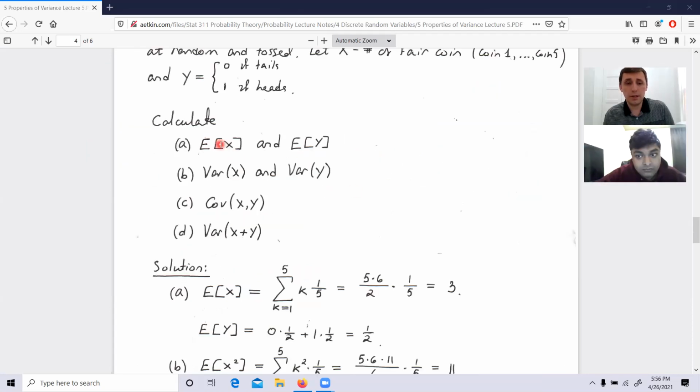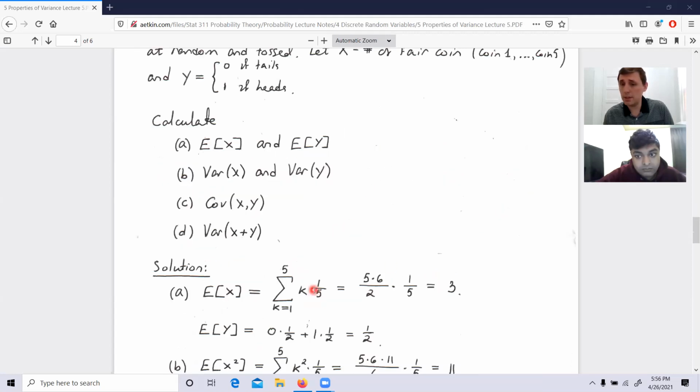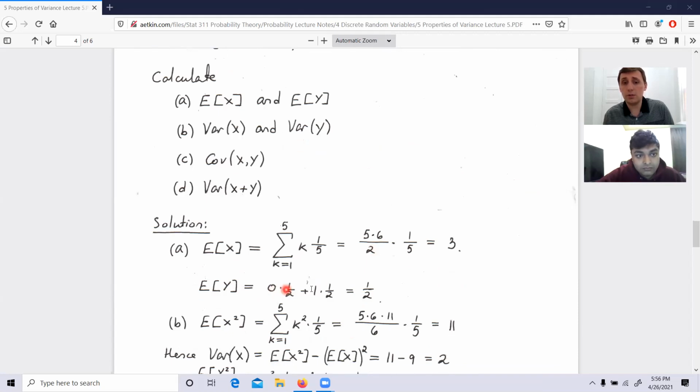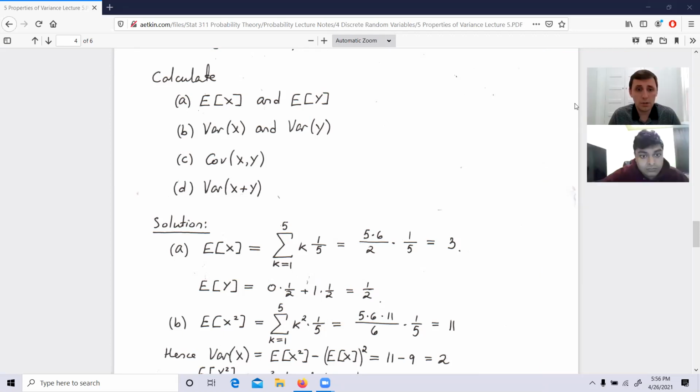So expected value of x we verified to be 3. Remember? We just take the coin number that is picked multiplied by the probability, and that just happens to be 3. Expected value of y, notice in this calculation, I already assumed that I don't need to care about which coin I picked, but that's only because it's equally likely I pick any coin, and within this coin, there is no influence on whether it's heads or tails. So the expected value of y is 1/2.